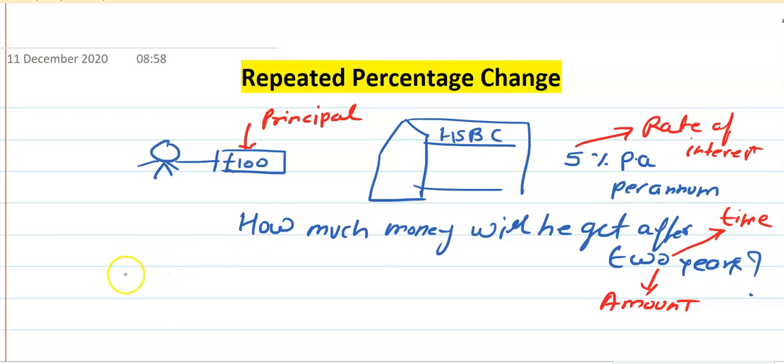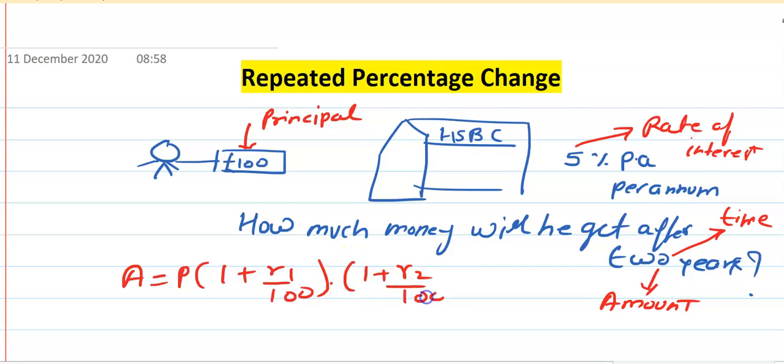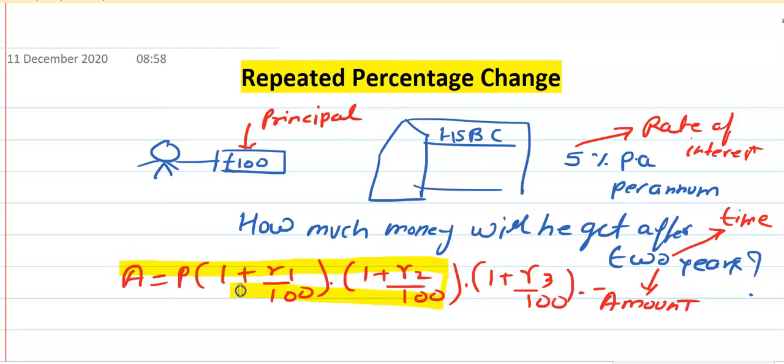Then we can use this formula: A equals P times (1 plus R1 over 100) times (1 plus R2 over 100). Basically these are multipliers, and then (1 plus R3 over 100), and so on if it is for 3 years. In this case we are using the money for 2 years, so we use only this bit. If it is 3 years, we include the third term. If it is a fourth year, we put one more term. Is that okay? So let's use this formula.